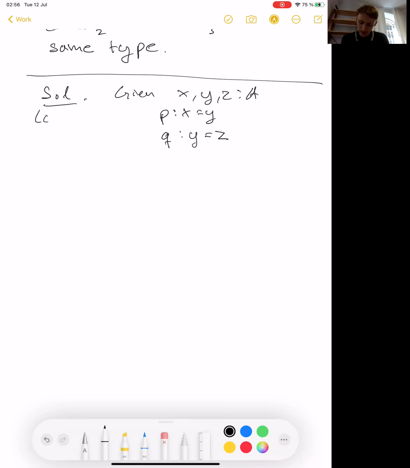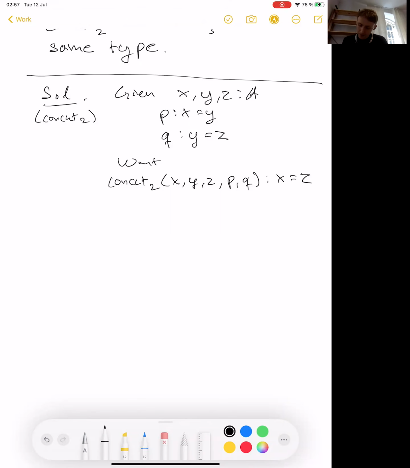Okay, let's call this concat. Now we're going to define concat 2. We want to define concat 2 of X, Y, Z, comma, P, Q of type X equals Z. Okay, that's what we want.